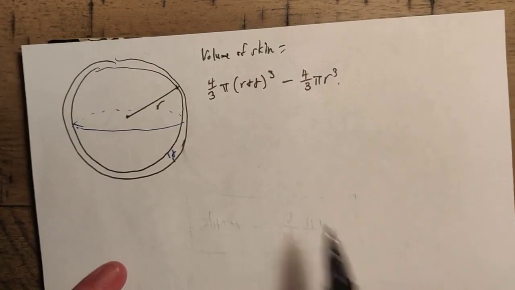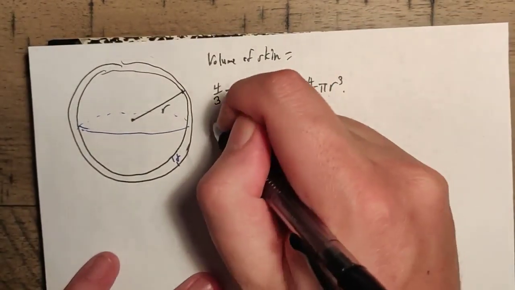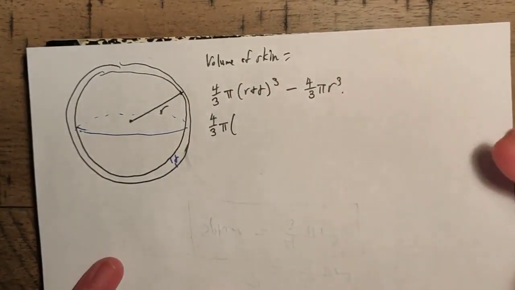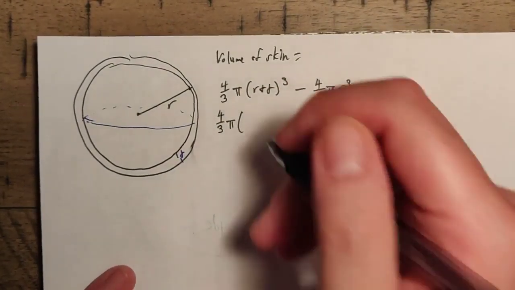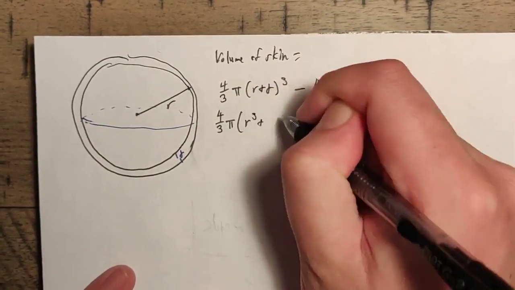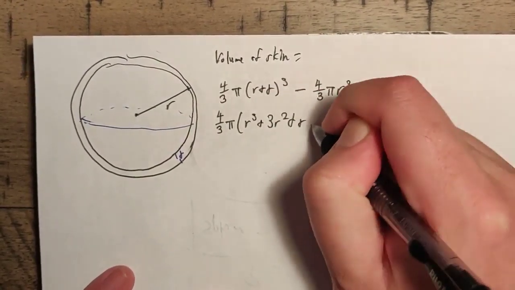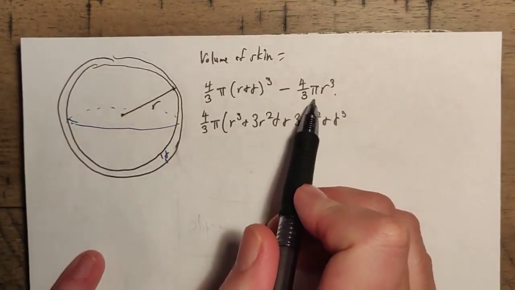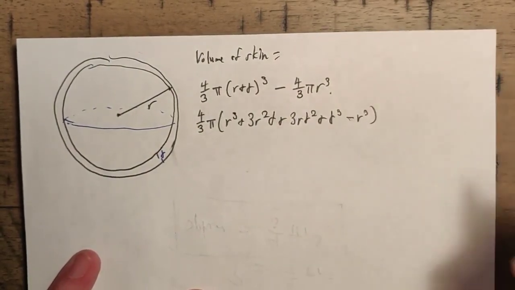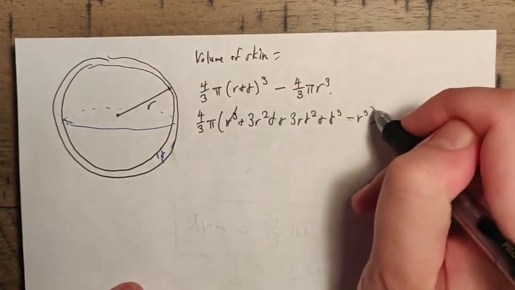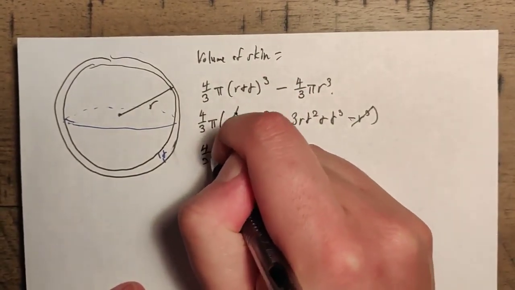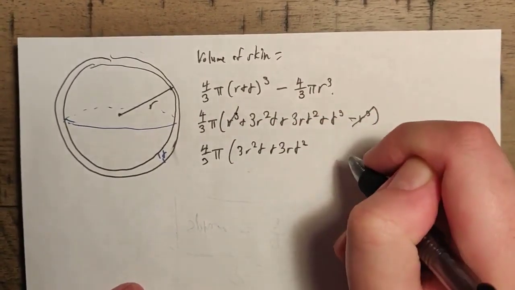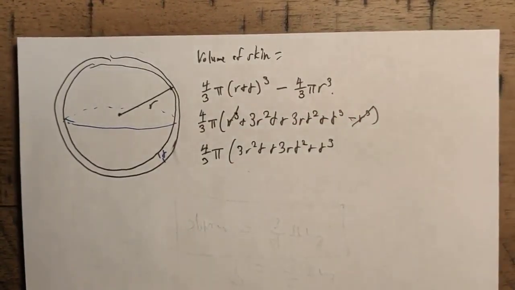Okay, we're going to have to do a little bit of algebra for this. It's going to be 4/3 pi times R plus T cubed. You can do this on your own, just a little bit of algebraic practice for you. You should get R cubed plus 3R squared T plus 3RT squared plus T cubed. Now notice I'm factoring out a 4/3 pi, so I'm left with an R cubed on the inside. The R cubed drops out, which is very nice. So we get 4/3 pi times 3R squared T plus 3RT squared plus T cubed.